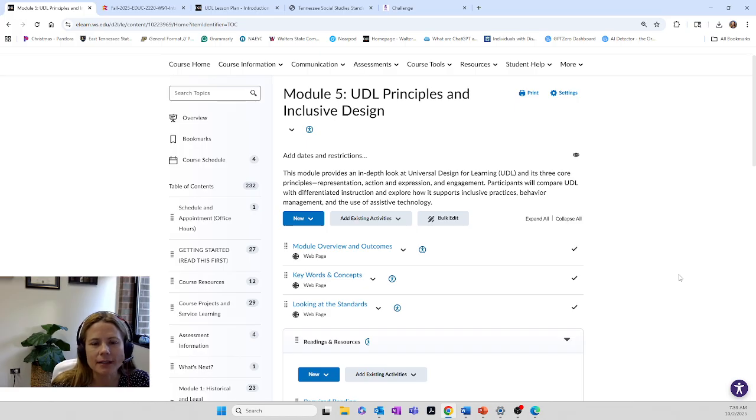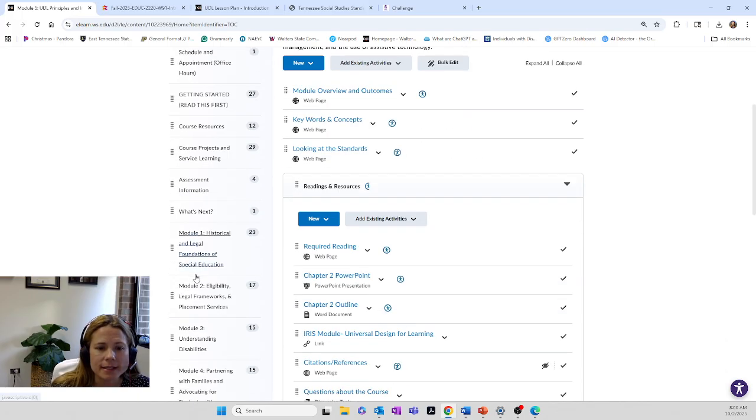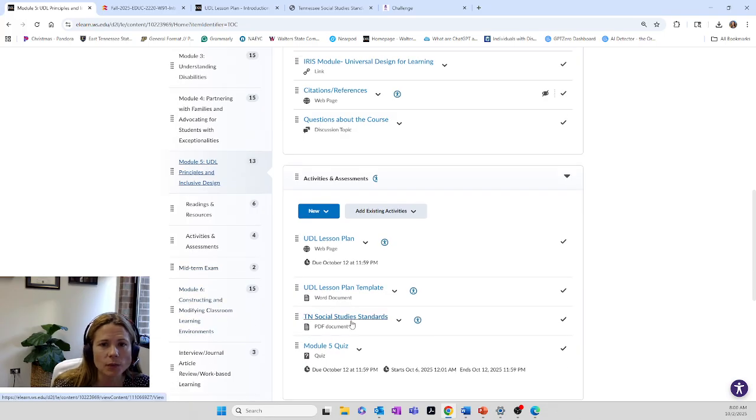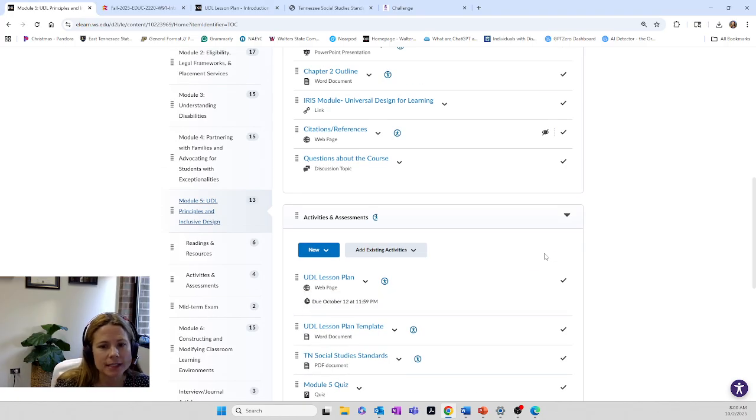We're also going to look at the differences between UDL and differentiated instruction and how both of them are going to be able to support behavior practices as far as evidence base, and then assistive technology is used as well. And this week is going to fall seamlessly into Module 6, which is next week, because we're still going to continue looking at how we design our lessons, right? So, how do we modify our classrooms and construct the learning environments? So, it's going to kind of flow seamlessly into that.